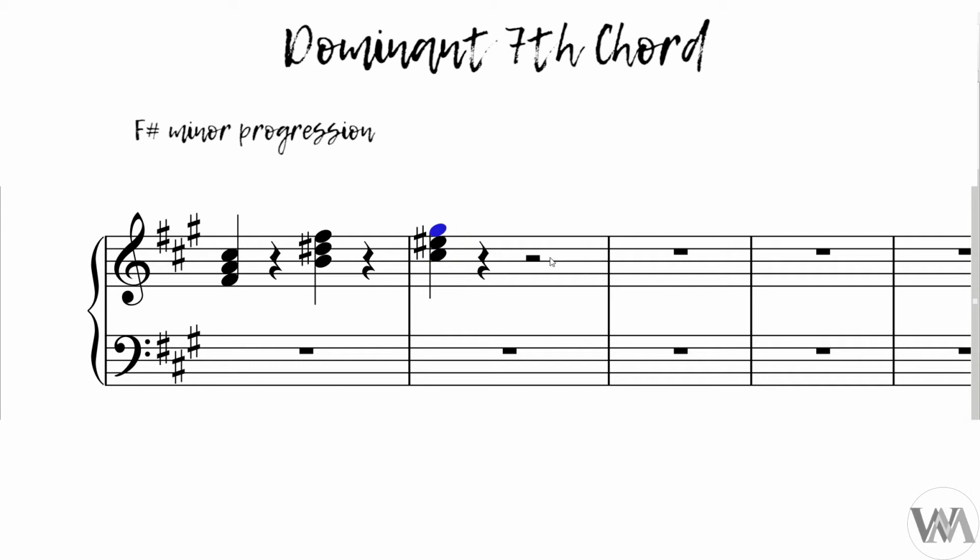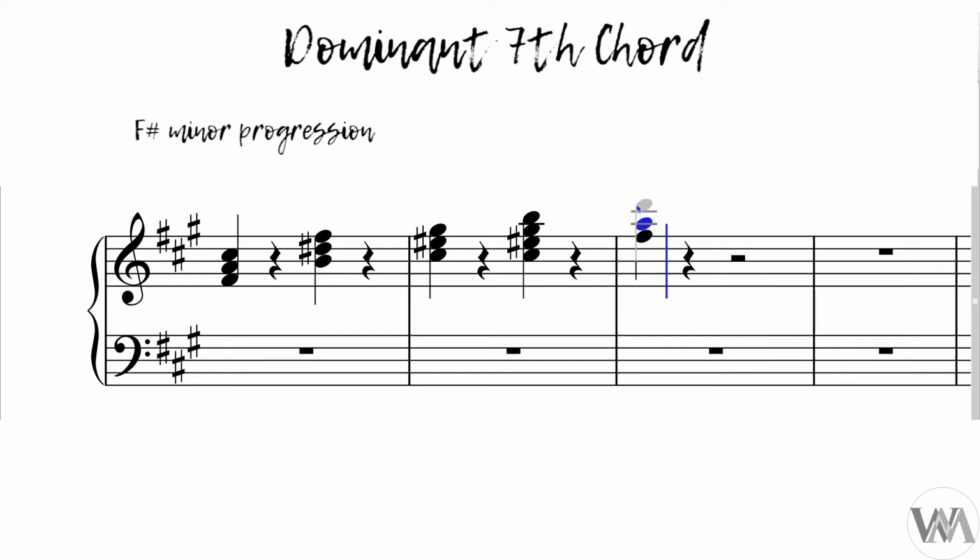And then, for argument's sake, let's write the dominant 7th after this. So first the dominant, then the dominant 7th. So it's going to be C sharp, E sharp, then G sharp, followed by B. So there we have our dominant 7th. And then finally we will write the tonic again. So we are going to finish off by writing the tonic F sharp, A, C sharp.